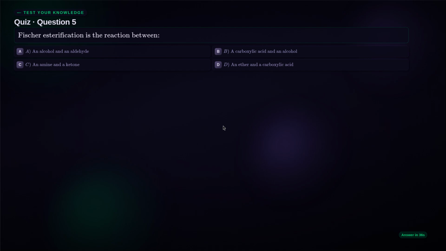The correct answer is B, a carboxylic acid and an alcohol. Fischer esterification is the acid-catalyzed reaction between a carboxylic acid and an alcohol to form an ester and water.